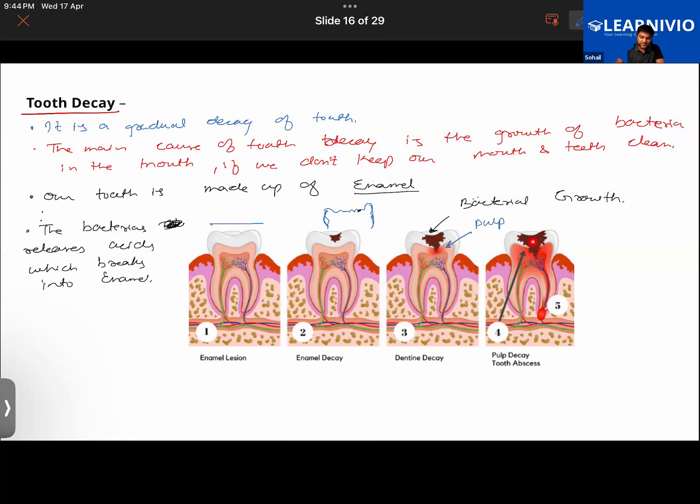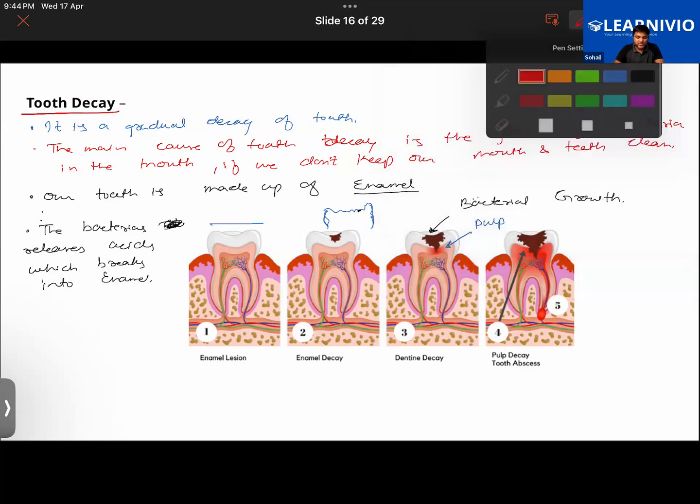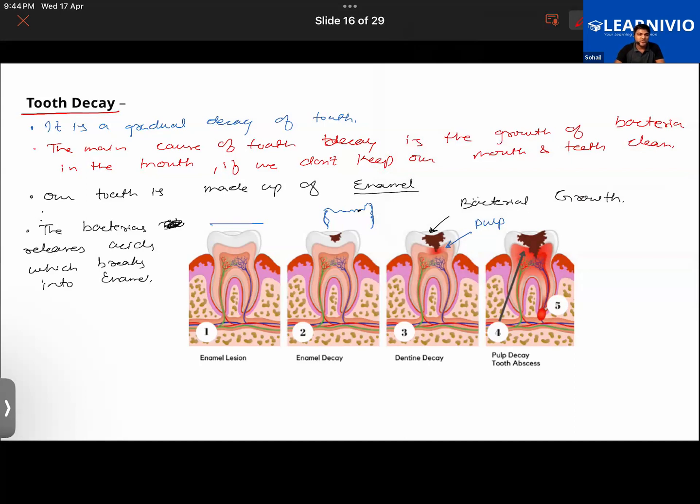And later on, it might reach up to the nerves also. So thereby it will be very painful, and it might even lead to the removal of the tooth.